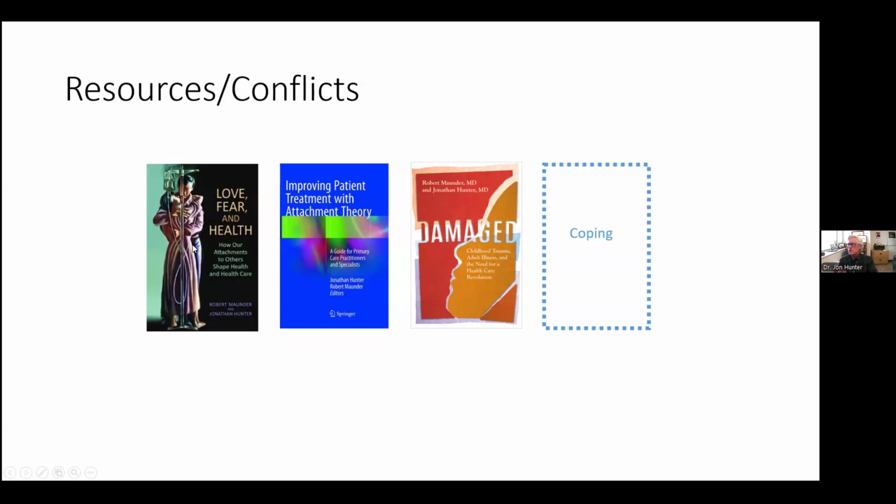The first one we wrote was Love, Fear, and Health, which is a demonstration of how the attachment story shapes health and healthcare. This one here, A Guide for Primary Care Practitioners, is more for physicians. Damaged is the latest book and focuses in on childhood trauma and adult illness. It's a bit of a tough read. It's essentially a case study on one person who had really awful adversity in their childhood and then later adult illness and how those two things fit together. But for those of you that want to get into the nitty-gritty of it, that describes it pretty effectively. And in the next year or so, we're coming out with a book about coping more generically, not just about trauma, but in life in general.